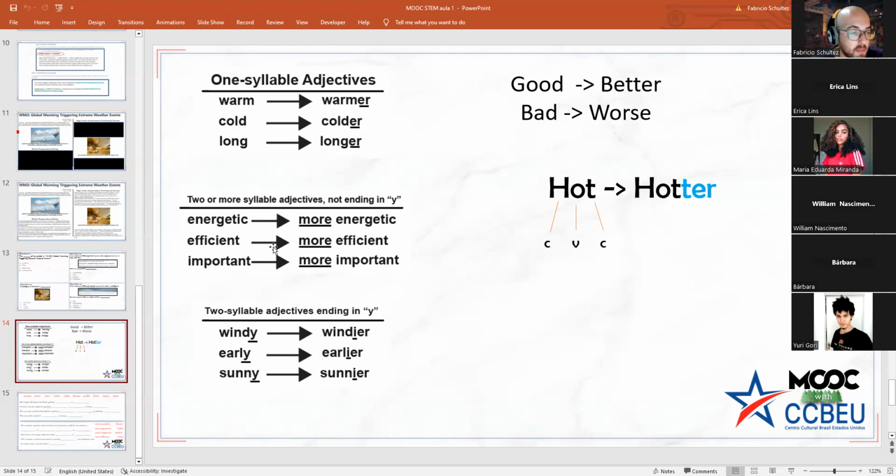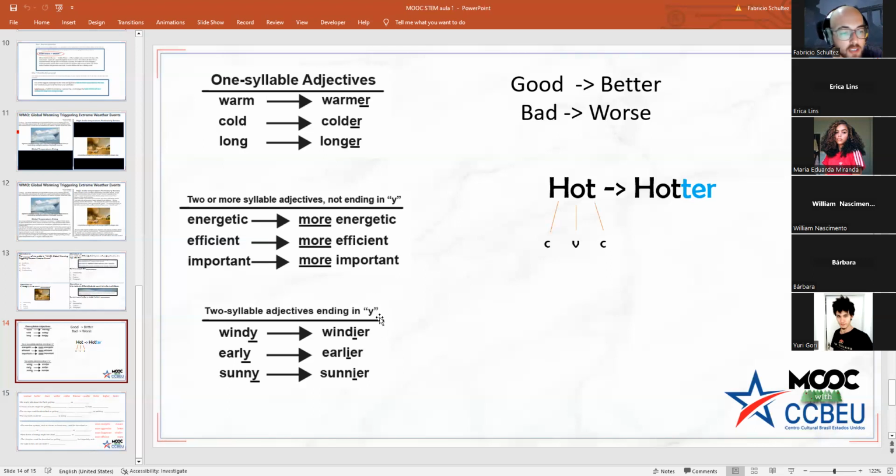Okay, if you have a big adjective, você não pode colocar esse ER, tá? Então não pode falar aqui, por exemplo, um outro, intelligent. Eu não posso falar intelligenter. Não pode. Tem que ser more intelligent, né? A gente coloca o more.